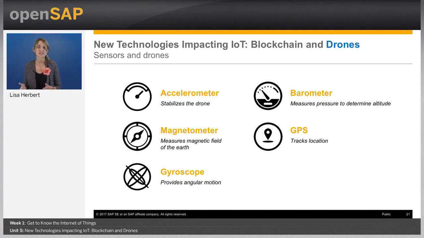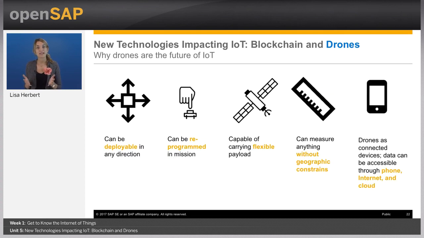They are needed, for instance, to stabilize the drone, providing angular motion, prevent the drone from spinning around, and to track and locate the drone. But have in mind that these sensor types are only examples. We are only beginning to learn and explore what is possible with drones. They are deployable to different locations, are capable of carrying flexible payloads, can be reprogrammed in mission, and are able to measure just about anything without any geographic constraints.